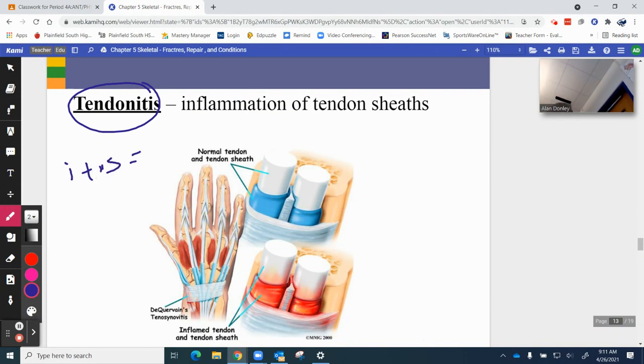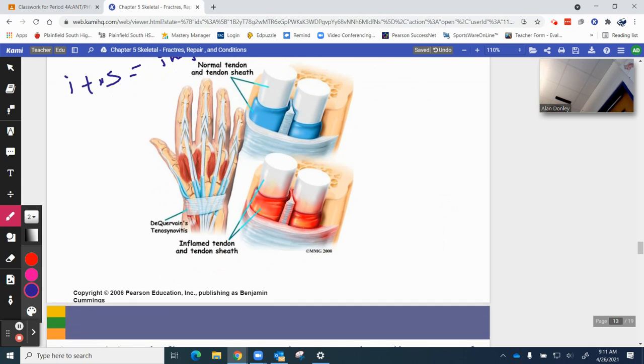Itis essentially means inflammation. So anytime you see the word itis at the end of a word, we always know that's inflammation. All right. So tendonitis is inflammation of the actual tendon, the sheath around the tendon. Okay. There's another one you can get that's called tenosynovitis, which is actually inflammation of the tendon inside the sheath.